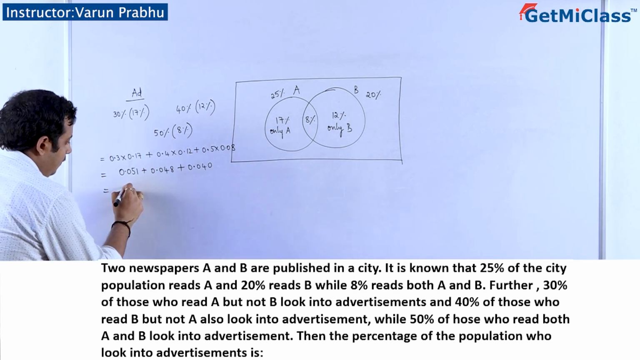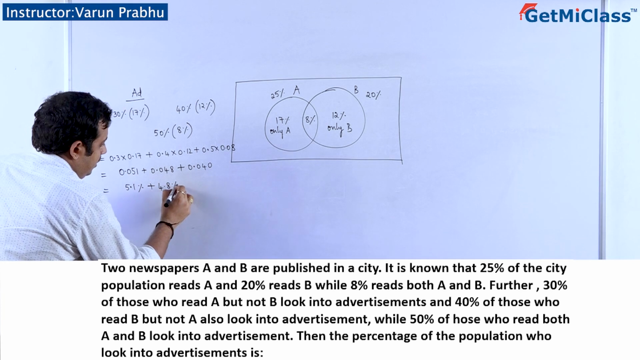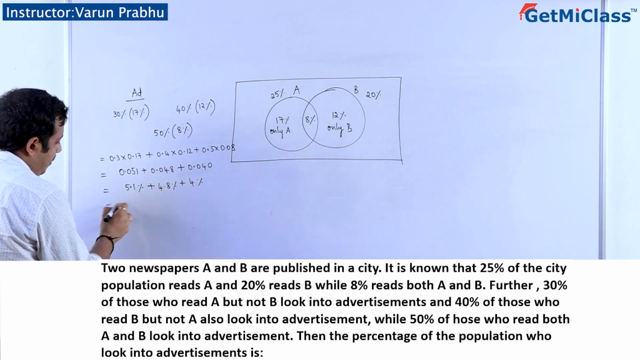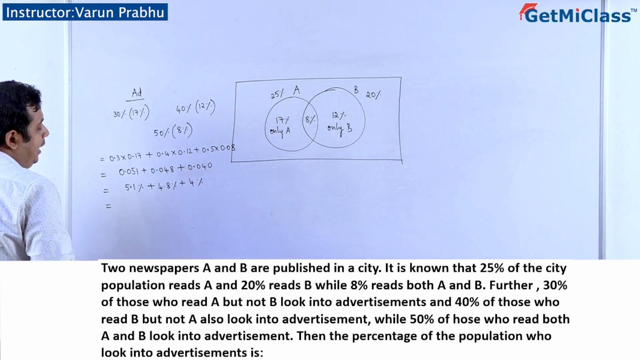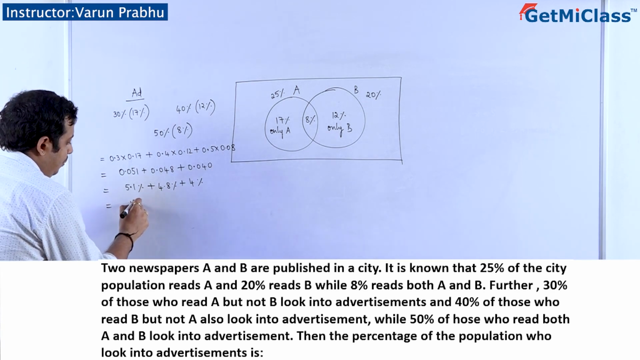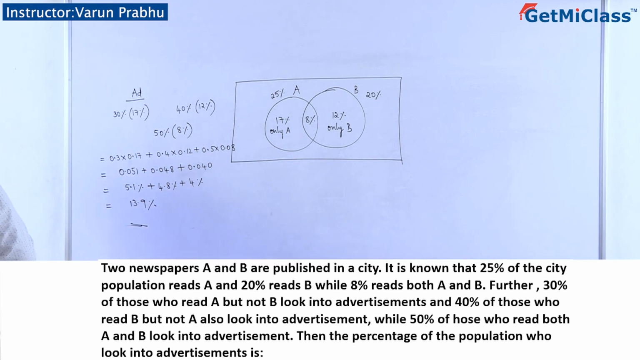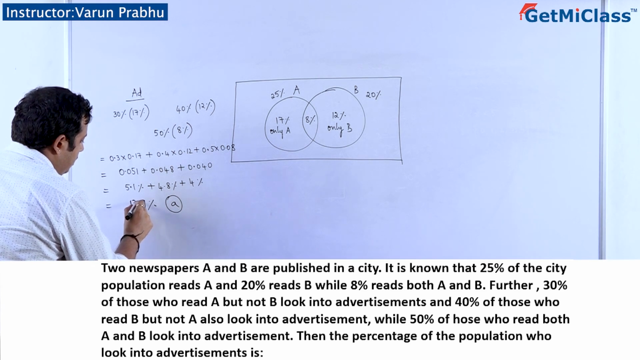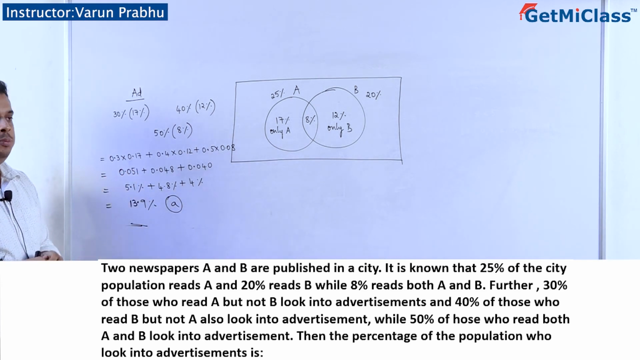So the answer can be written as 5.1% plus 4.8% plus 4%. 5.1 plus 4.8 is 9.9, plus 4 is 13.9%. 13.9% is the answer to the question, which corresponds to option A. Converting it into percentage is easier. 13.9 is the answer.